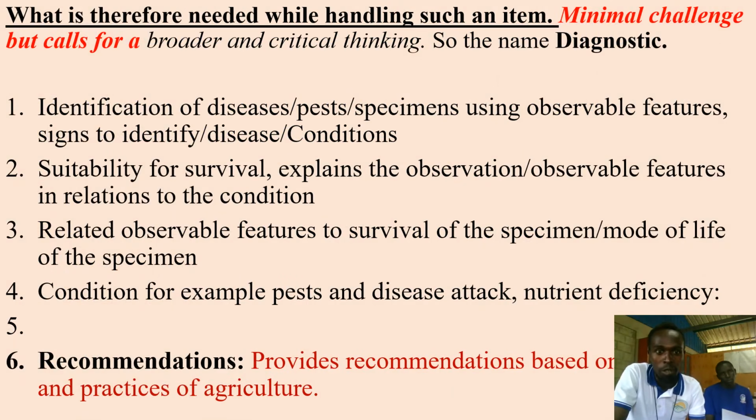So you're going to identify, in case there's a disease, you identify the disease. In case it's a pest, you identify the pest. In case it's a specimen, identify it using the observable features. Like this one, it is an unaffected tomato with holes. We don't know what caused the holes yet, and it's okay to end at that level.